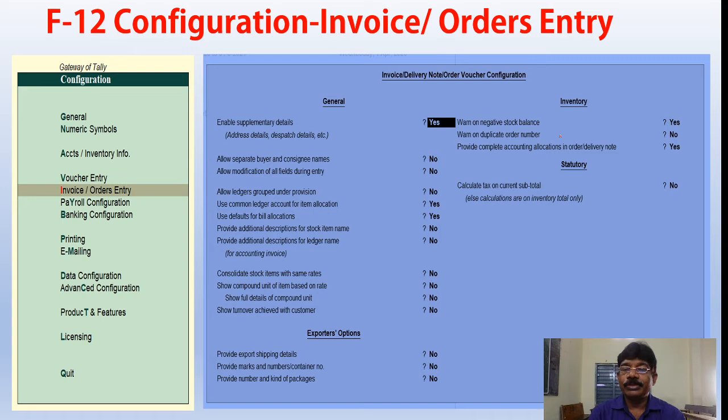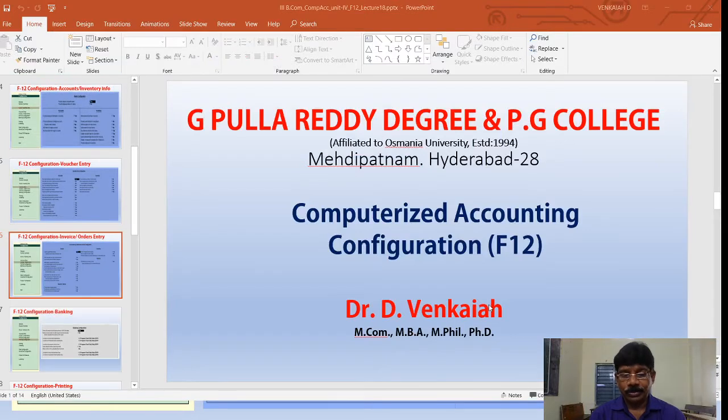Statutory means tax related. Calculate tax on current subtotal. Automatically GST, VAT will be calculated whenever I give sales, and automatically it will calculate on orders. Okay, then we will see this five in this video, and the remaining five in the next video. We will do that one, okay?